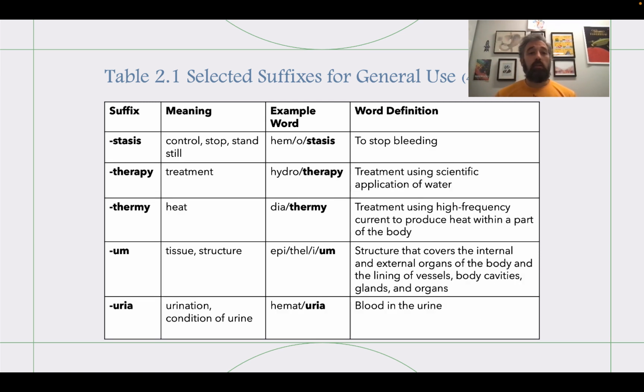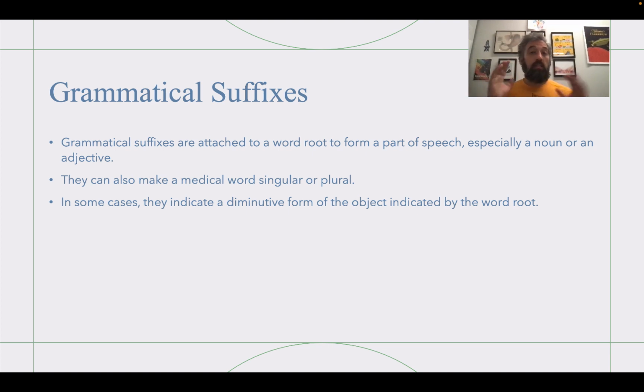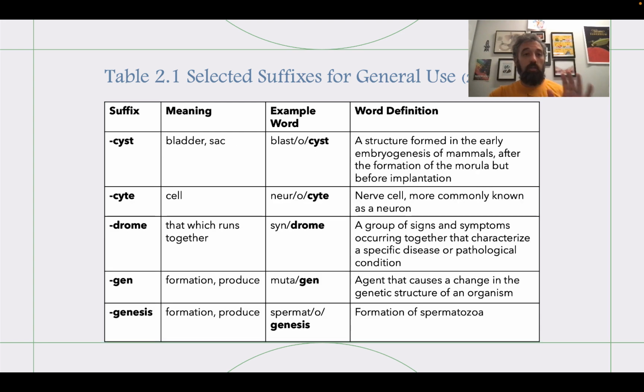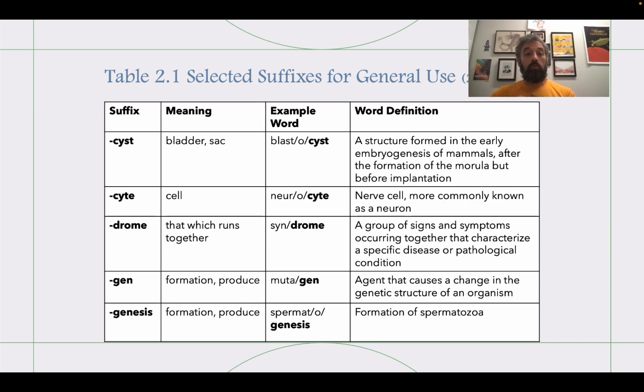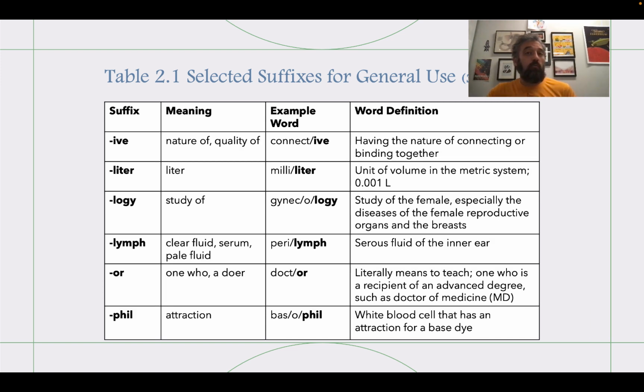-stasis, to stop. -therapy, treatment. -thermia, heat. -um is a tissue or a structure. -uria is urination, and that is that whole list. Those are the common ones. If you can get through that whole table and look through all of these different things, even just knowing those will help you a long way throughout this whole thing. They're also fairly straightforward, and they're generally ones that hypothetically you've experienced in your life before. So seeing something like gynecology is the study of the gynos, or female anatomy.